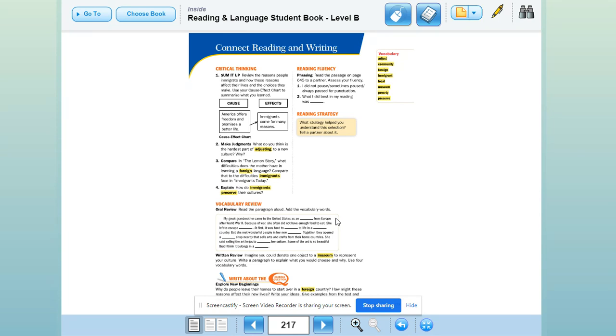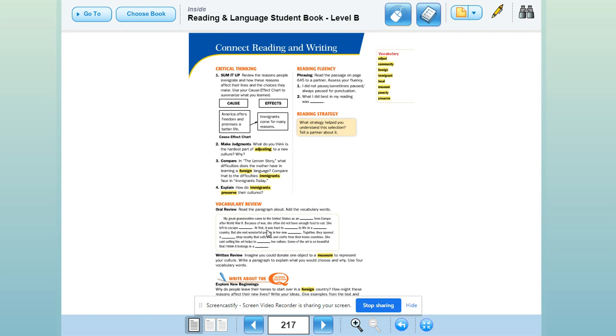ليش هي هربت? Why did she leave? What did she try to escape? Is it a just, community, foreign, immigrant, local, museum, poverty, or preserve? She probably escaped poverty. يعني هربت من الفقر. So I believe that poverty would be a good one for the second blank.